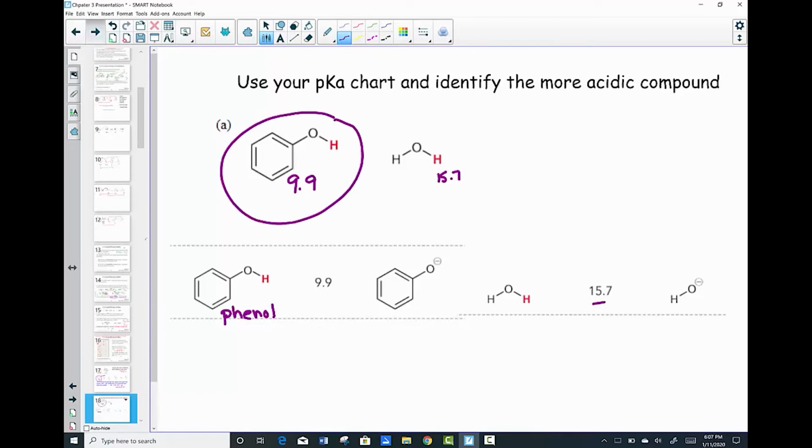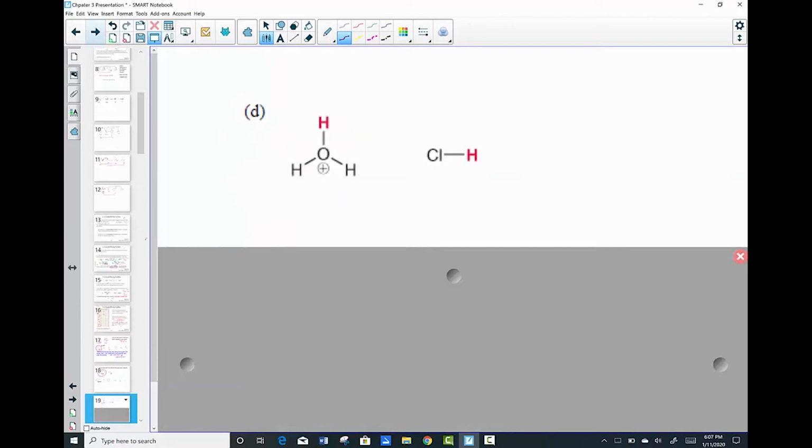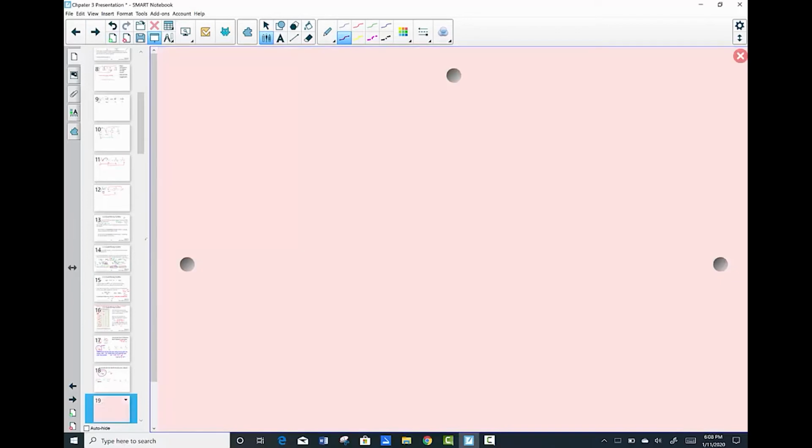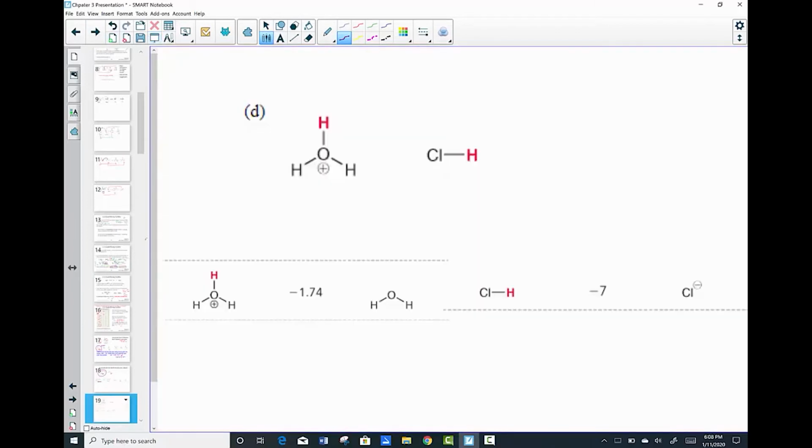I'll do another one with you from your homework. Hydronium, HCl. Pause the video, come up with an answer you can verify. Come back to me when ready. Okay, welcome back. I'm just going to say, yay, I'm celebrating with colors. All right, so here's what we found. H3O+ has a pKa of negative 1.74. HCl has a value of negative 7. The smaller the number, negative 7, makes it a stronger acid. Easy peasy.